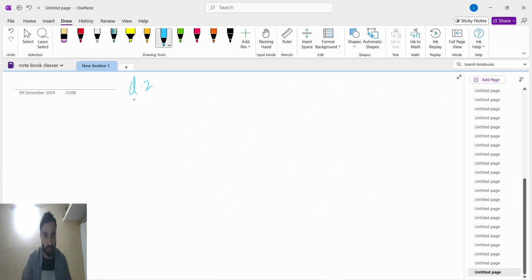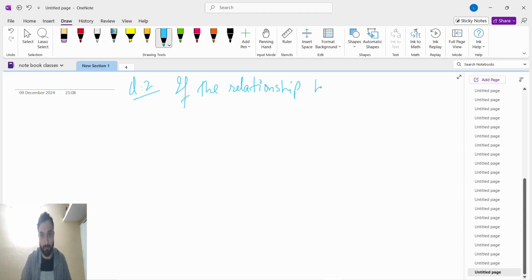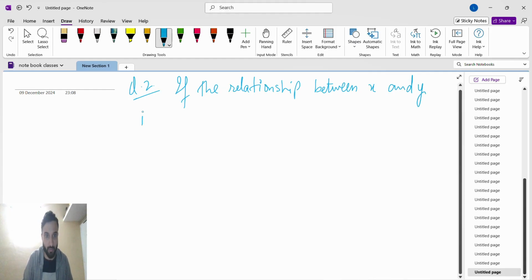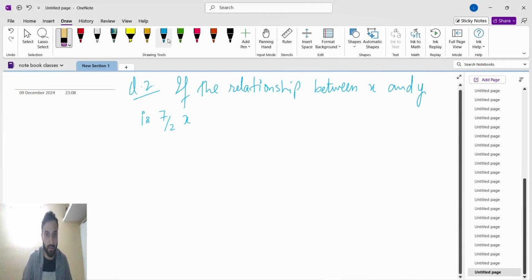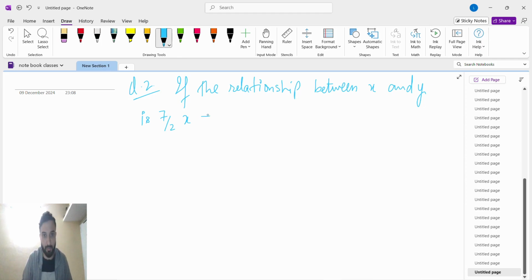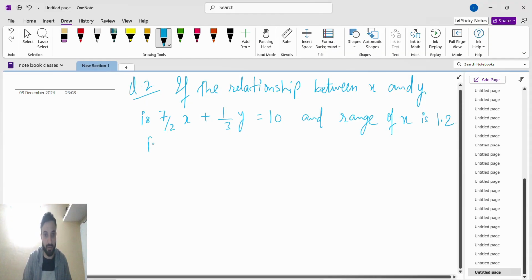So next question, question number 2. If the relationship between x and y is 7 by 2x plus 1 by 3y equals to 10, and range of x is 1.2, find the range of y.